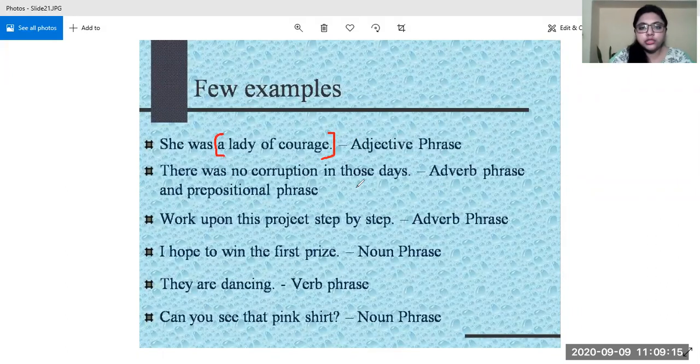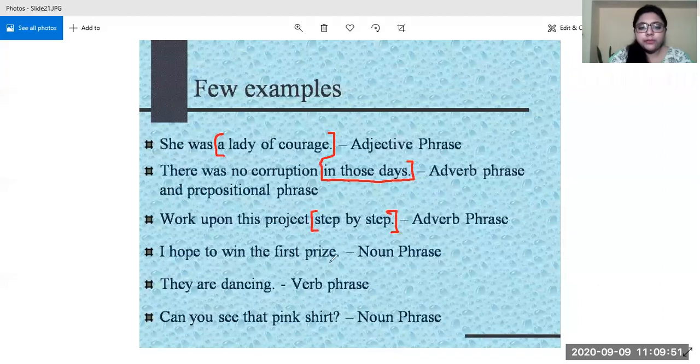There was no corruption in those days. Now again, "in those days" starts with a preposition, so it will be a prepositional phrase also, and it is telling us the time of action, so it will be an adverb phrase also. Work upon this project step by step. Here we can have an adverb phrase, step by step. If you remember, it is a conversion, an adverb phrase for gradually.